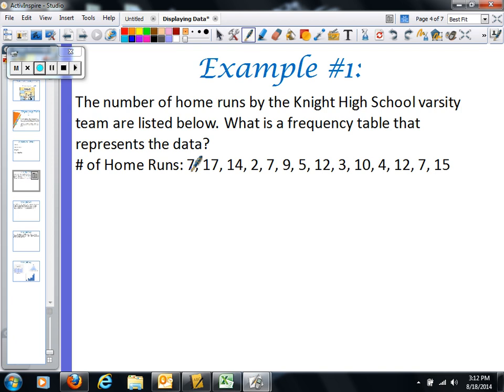So, what I'm going to do is take my lowest number and my highest number, okay? I'm going to find out what my range is to start. So right now my highest number is 17. My lowest number is 2. Okay? Now, that means my range is 15, but it's actually 16 numbers. So the range is going to be 15, but I have 16 numbers that I actually deal with. Okay? Because I have 2 all the way to 17.